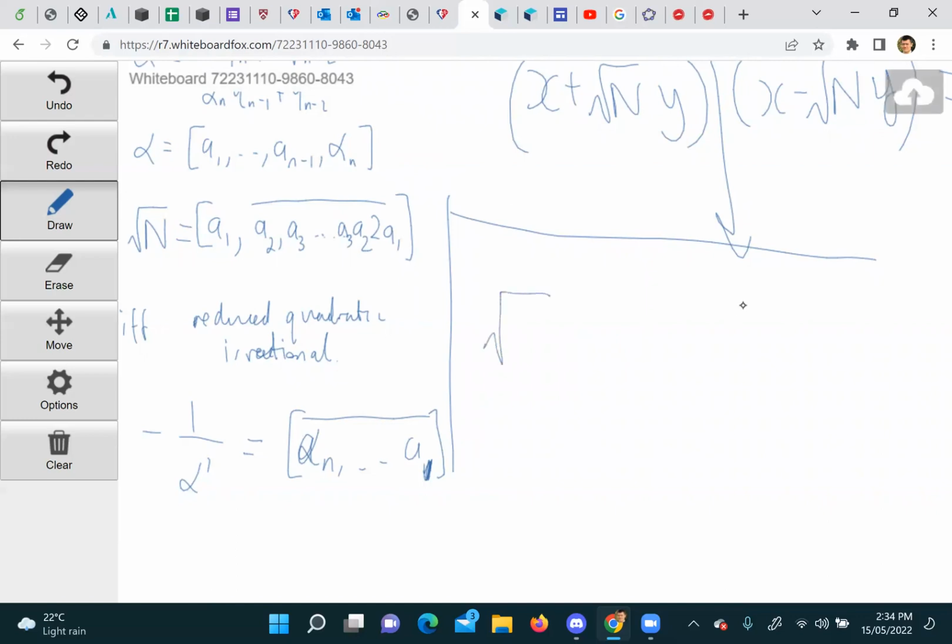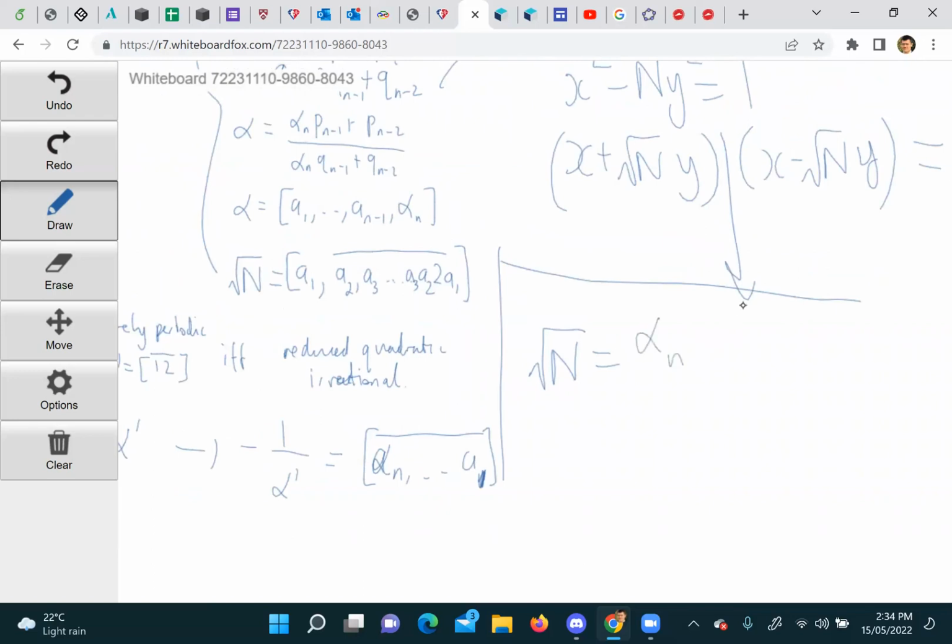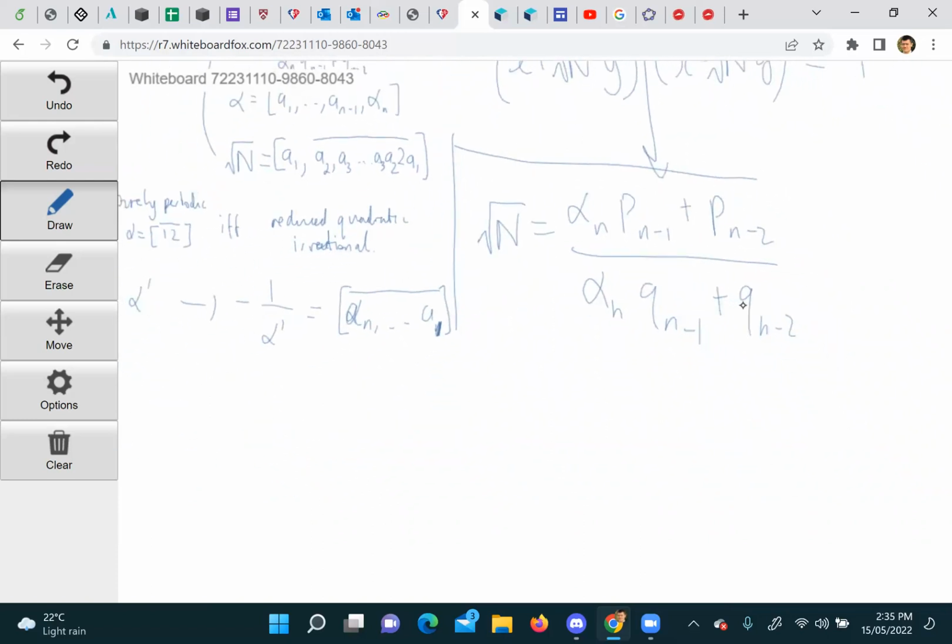Okay, how about this: root n equals alpha n pn minus 1 plus pn minus 2 on alpha n qn minus 1 plus qn minus 2. How about that? That's true, right? We just gotta pick a good n. Just pick it at the start of the period, where the period starts, yeah? Oh, so that would just bring alpha n equals root n minus a1. Plus a1? Minus? Oh, maybe, yeah.